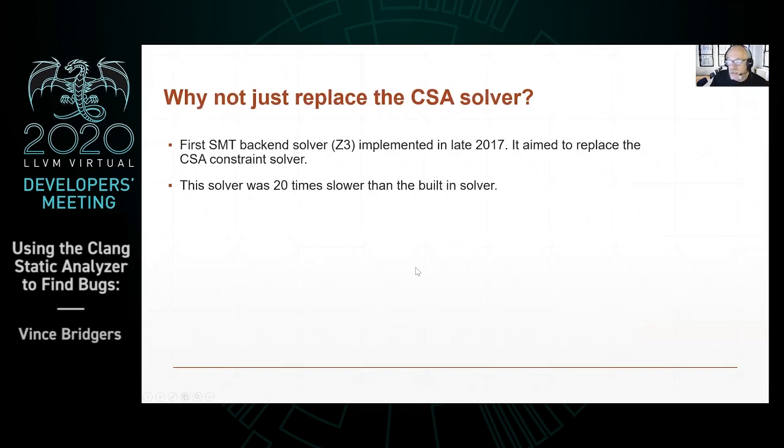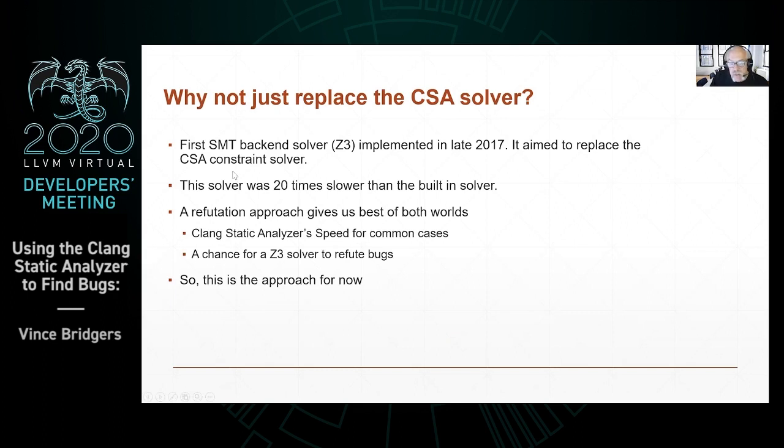So why not just replace the Clang static analyzer solver? Well, the first SMT backend solver was implemented in late 2017. It aimed to replace the CSA constraint solver. It turned out it was about 20 times slower than the built-in solver. So that was kind of proving the point that performance is good for the current static analyzer, and it's sufficient to handle most of the cases. That's arguable, depending on what your goals are, speed and/or precision. But you do have an option now with Z3. So a refutation approach gives us the best of both worlds. You have the Clang static analyzer speed for common cases and a chance for a Z3 solver to refute bugs that are found. So this is the approach for now.